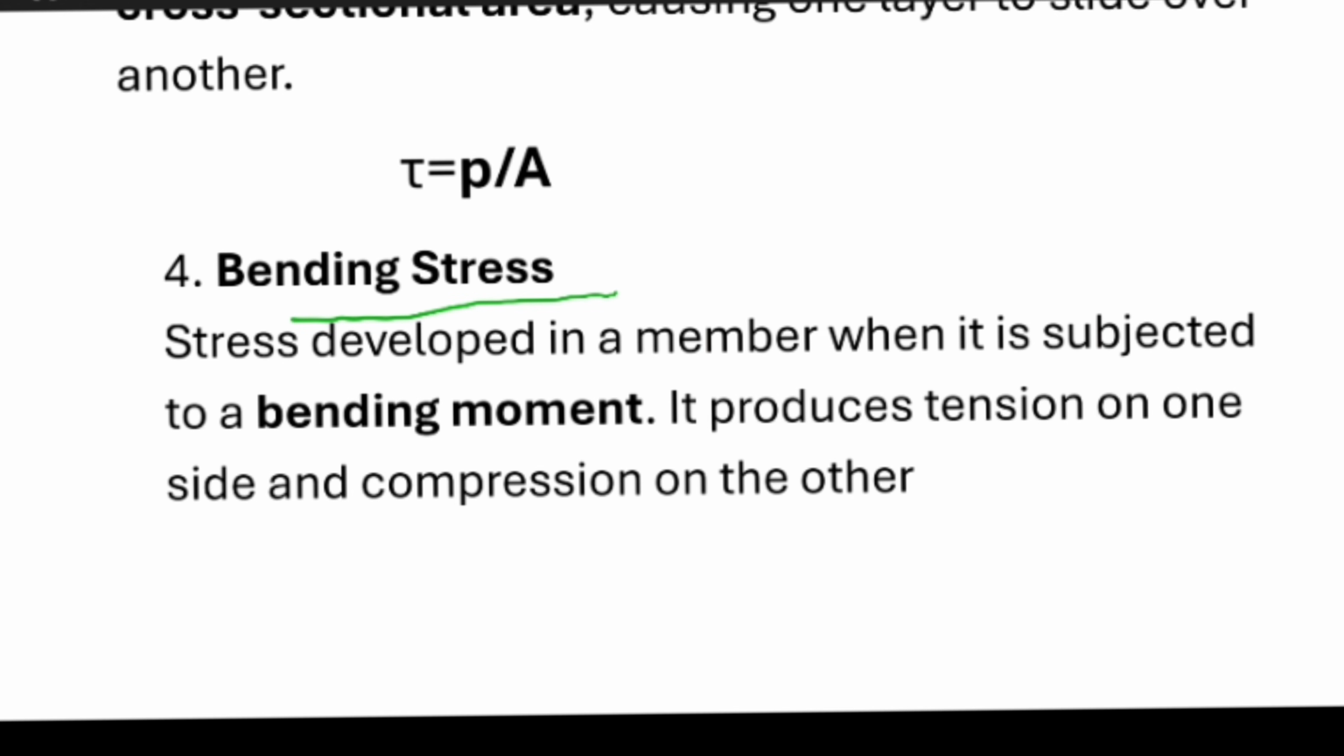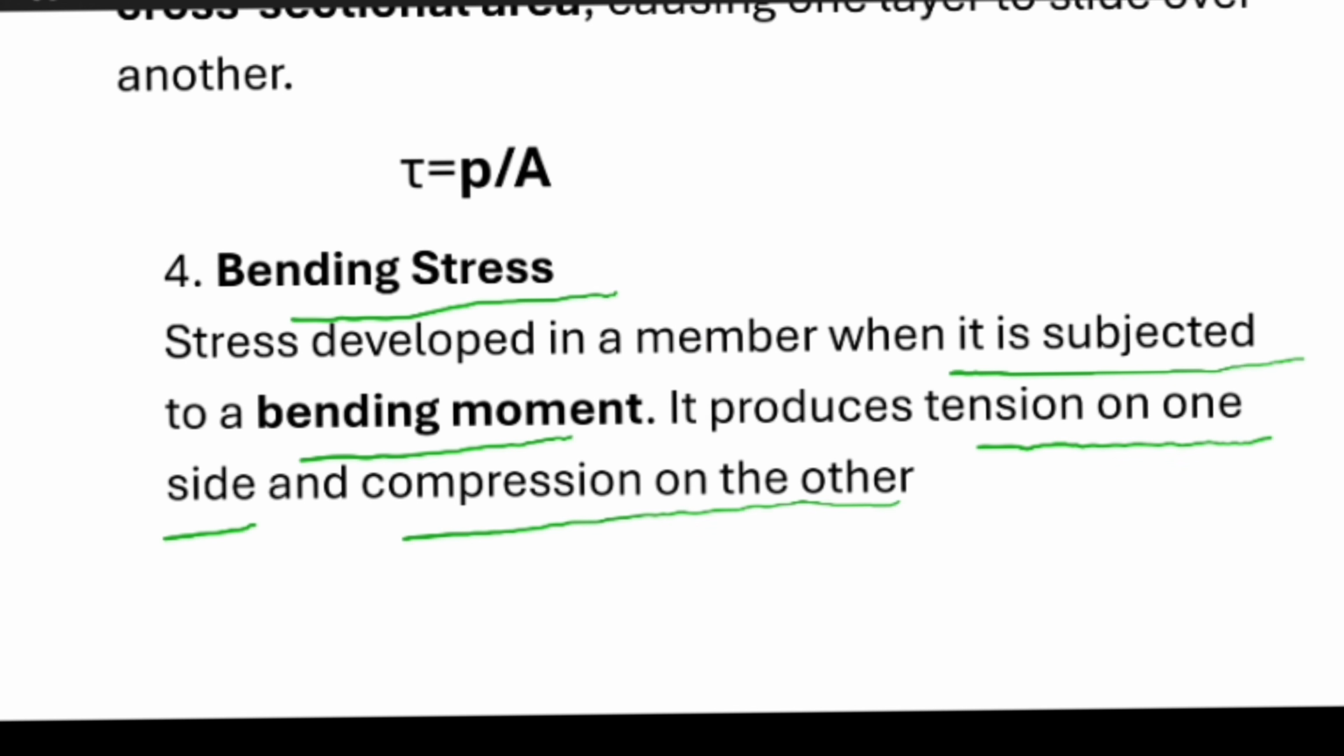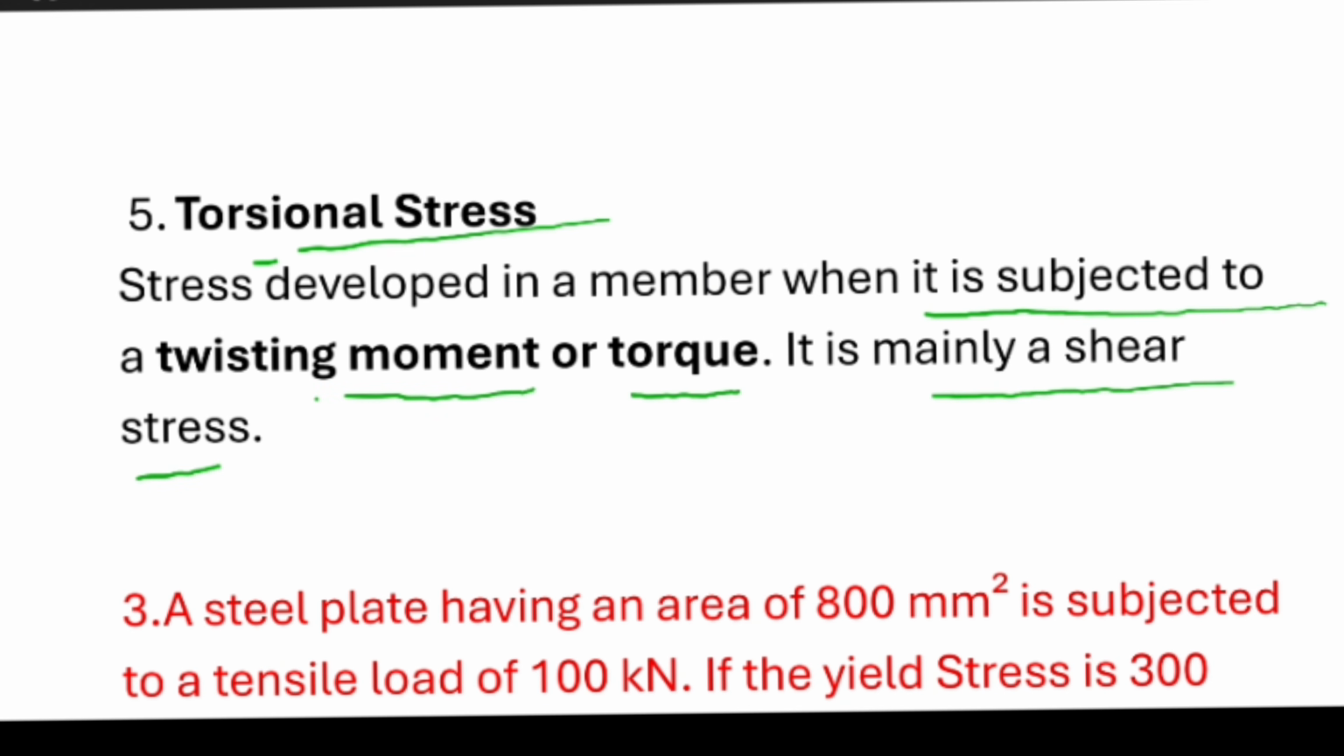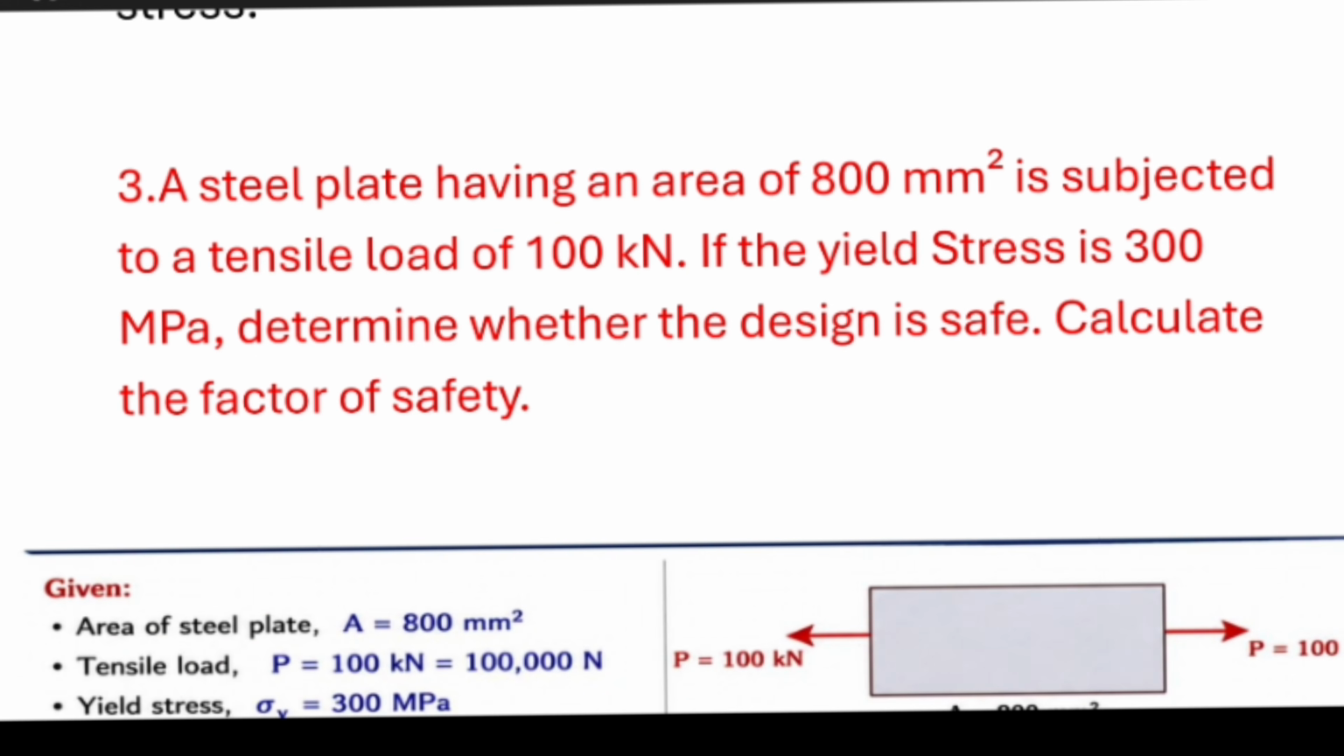Next is bending stress. The stress developed on a member when it is subjected to a bending moment produces tension on one side and compression on the other side. Nothing but bending, like this bend. One side is tension, one side is compression. Next is torsional stress. The stress developed in a member when it is subjected to a twisting moment or torque. It is mainly shear stress, nothing but twisting, turning, that we call torsional stress. Next, you will get the same question in the exam.